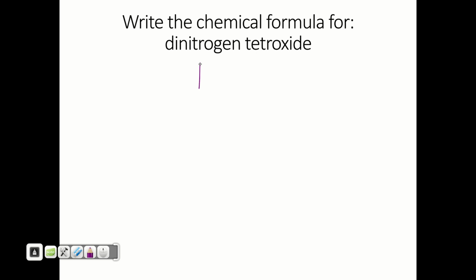Okay, nitrogen, dinitrogen, so 2 of them, and then oxide, tetroxide. All right, that's the same as tetraoxide. So tetra means 4. I don't know if you ever played the game Tetris, the video game Tetris. Think of that. A Tetris is when you got 4 lines and everything goes away, right? So tetra means 4.